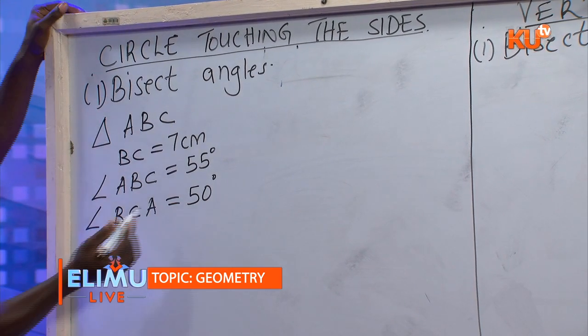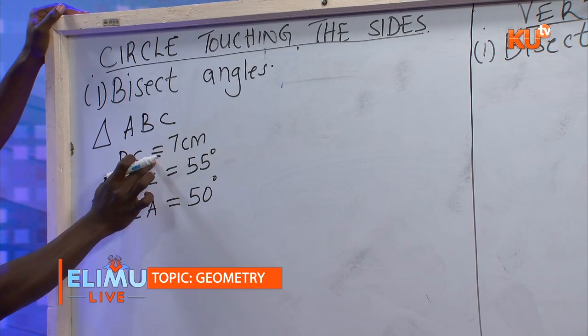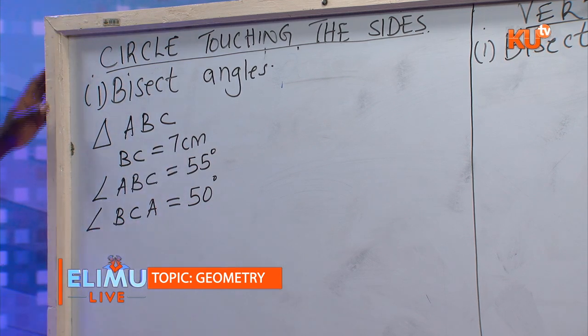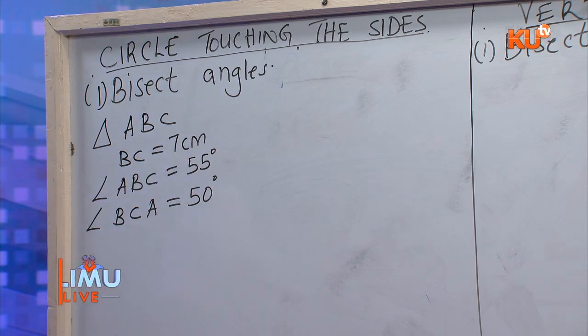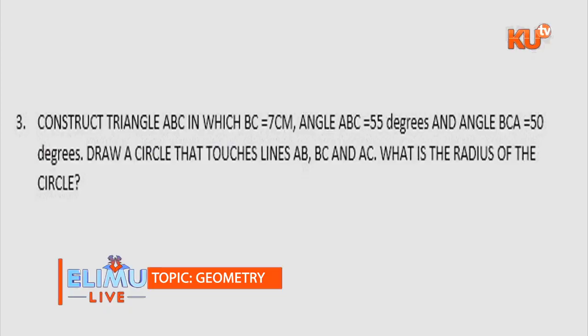If you look here, we have two angles. We have one line, which is BC, 7 centimeters. So we are going to draw a long line. The way I see it, don't mind how far it will go. Just draw a long line.